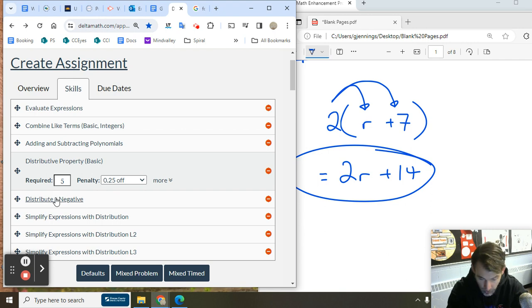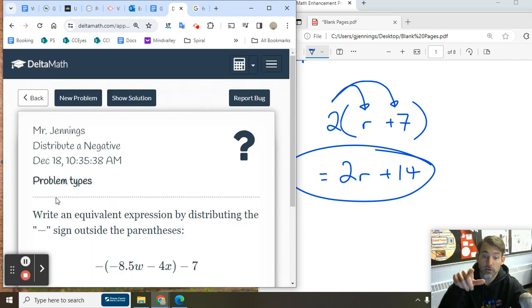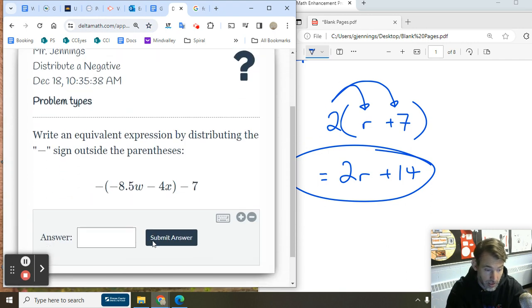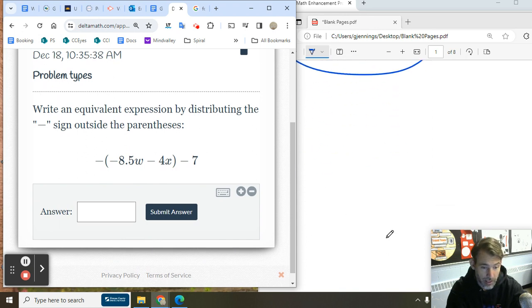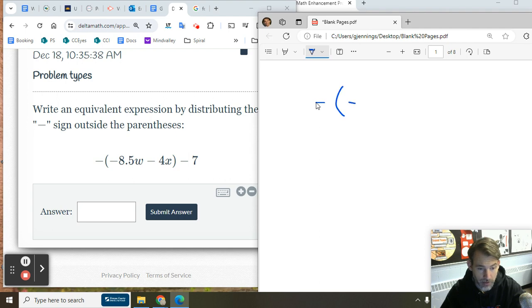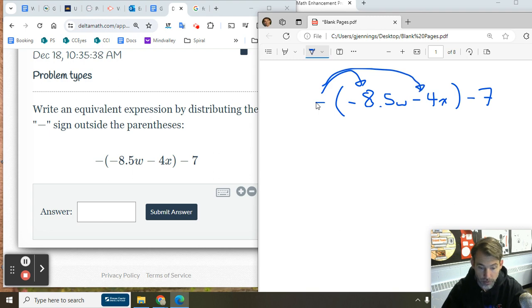Fantastic. We also want to know how to distribute a negative. I told you there was a video only on this topic, so let's take a look. If we have something looking like this, write an equivalent expression by distributing the negative sign outside the parentheses. This works the same way as what I just showed you. Negative, 8.5w minus 4x minus 7. This negative comes in and multiplies both of those things.